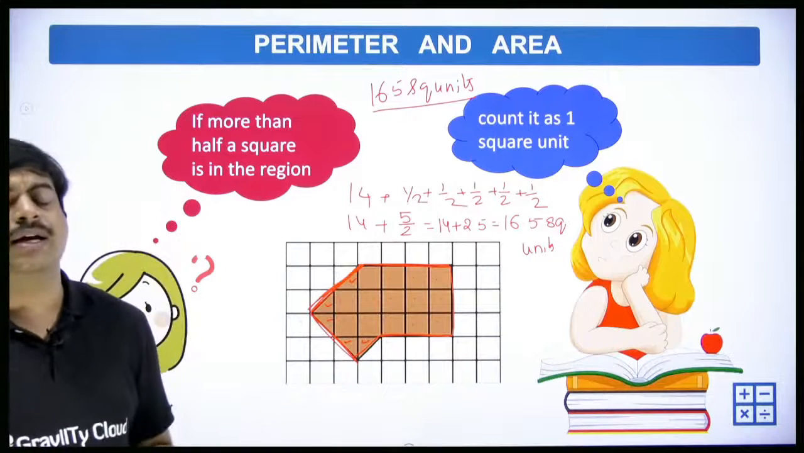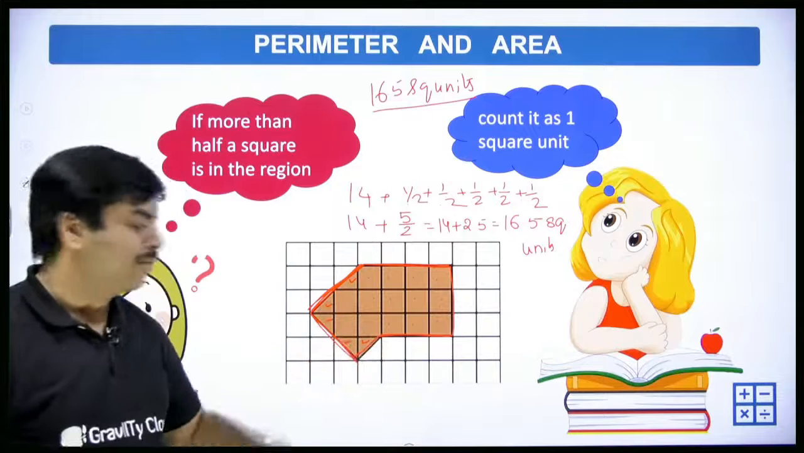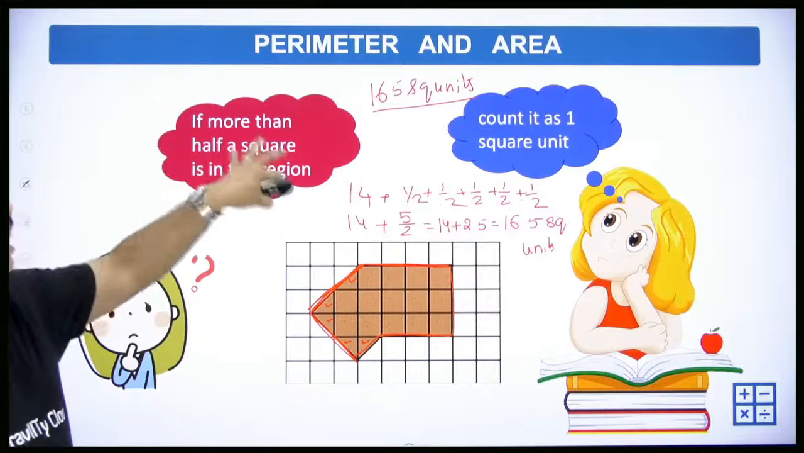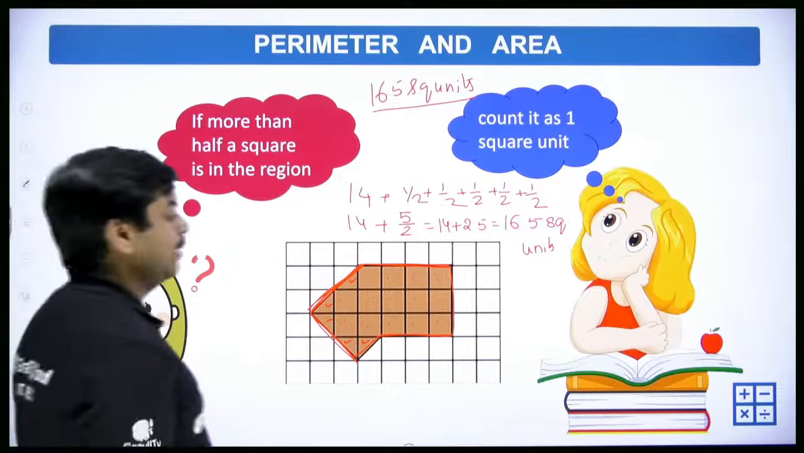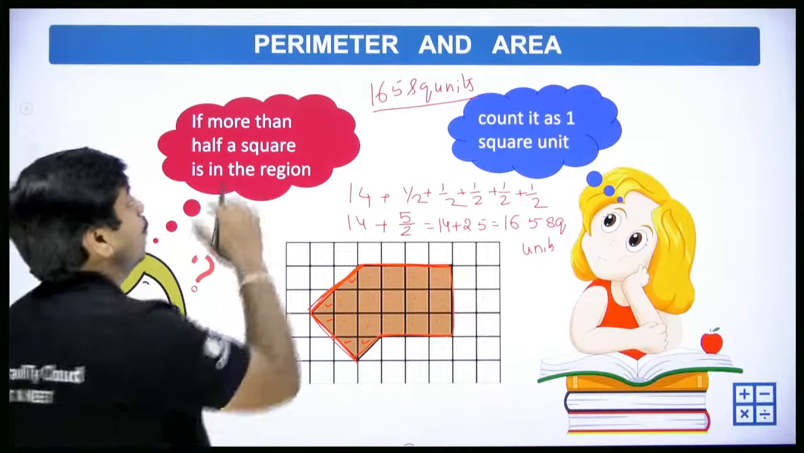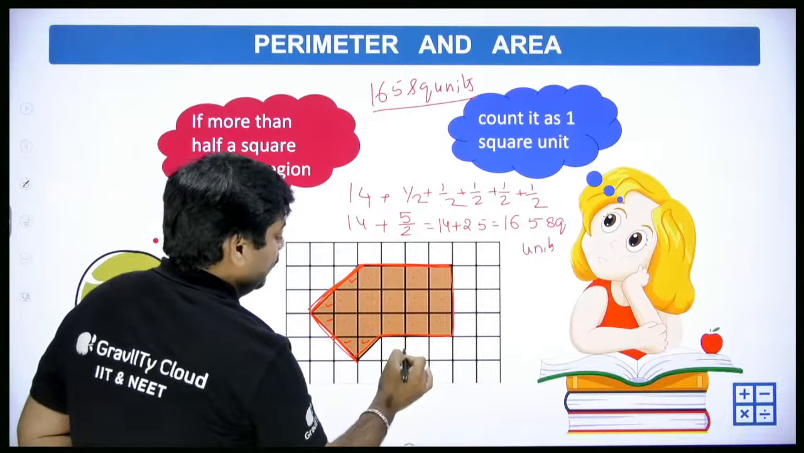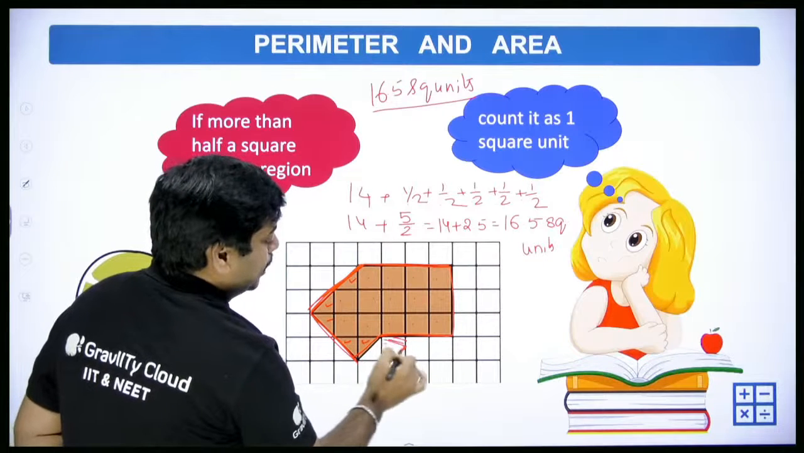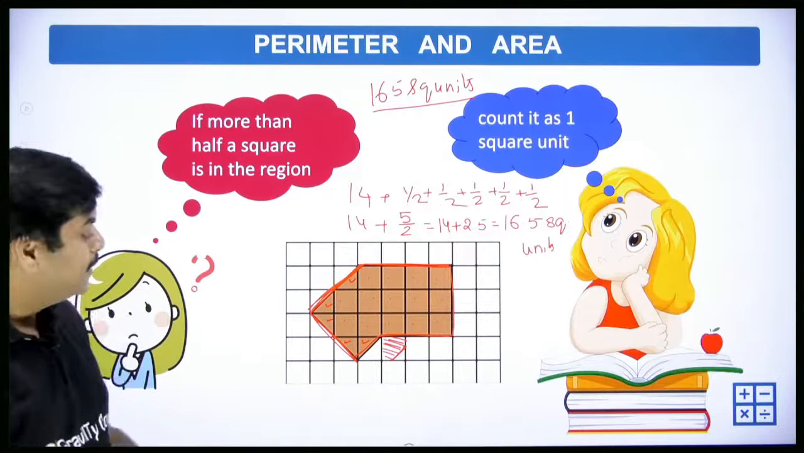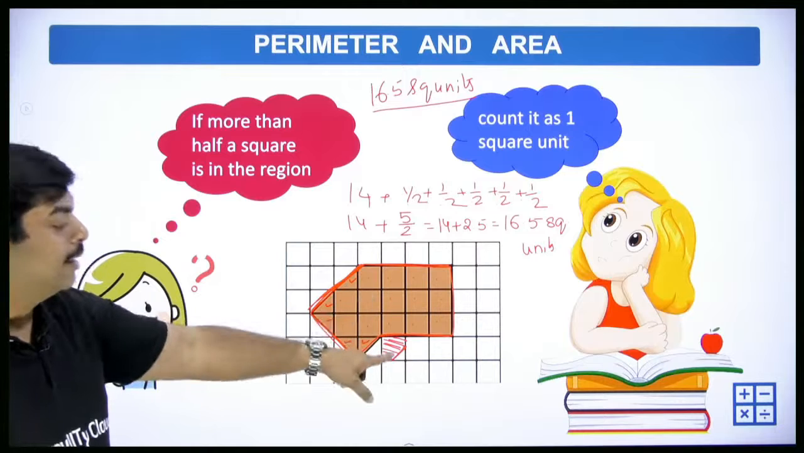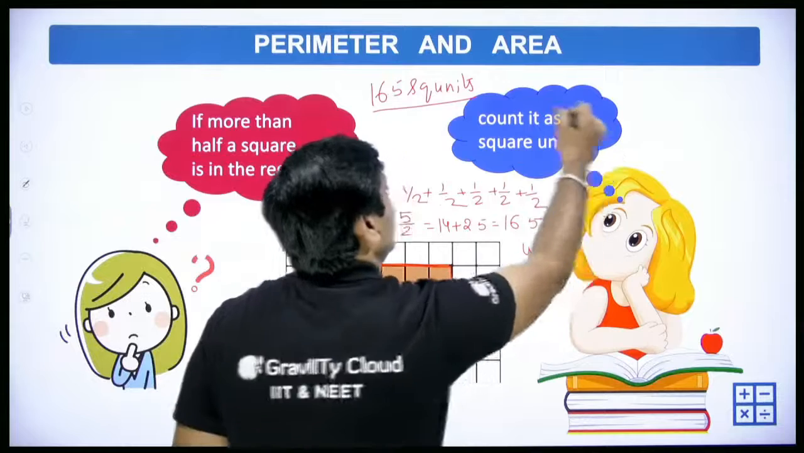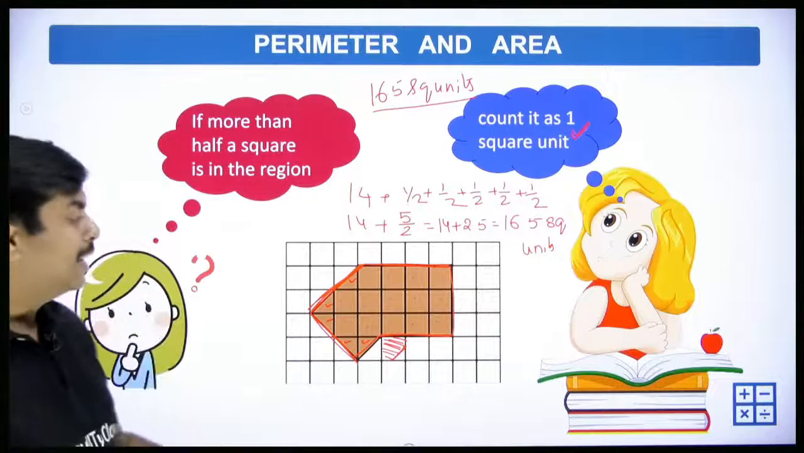But not always are the boxes exactly half. Sometimes we may not have the complete box, so if more than half a square is in the region, right? In the same figure, let's say we have one more box that is included, and which is more than half. Even let's say this part is included. You can see it is more than half. Half means exactly in the middle, but here it is not exactly in the middle. It is more than half. Then we can count it as 1 square unit, right?